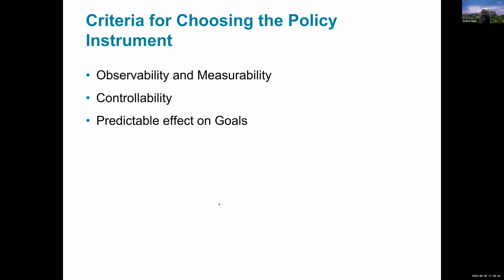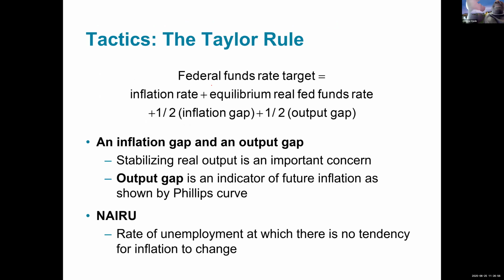In 1993, when Alan Greenspan was the chair of the Fed, he changed from targeting what? Non-borrowed reserves to targeting the federal funds rate, which is this interest rate. You hear, oh, the Fed has raised interest rate. So what are the criteria that the Federal Reserve, the central bank, is going to use to choose a policy instrument? One of them is what we call observability and measurability.